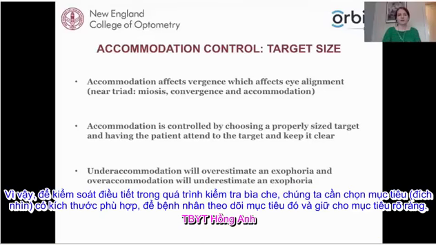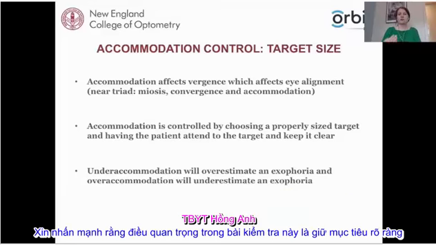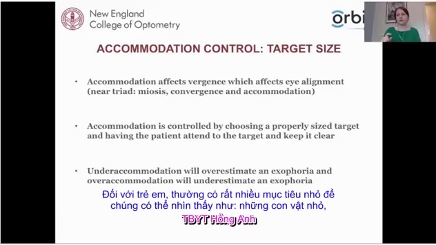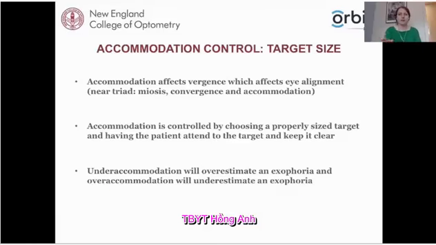So to control accommodation during the cover test, we need to choose a properly sized target, have the patient attend to that target, and keep it clear. So it's just very important when you're performing this test to stress, can you see that target? Can you keep it clear? You might have them keep reading the next letter if they're doing this test at near. For children, there's often lots of little targets where they can see little animals, and you can ask little questions about that. Oh, what color is the chicken? What color is the alligator?